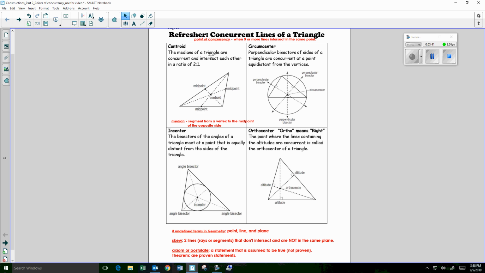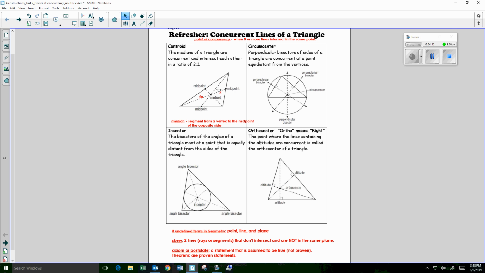Look at this. Medians of the triangle are concurrent. That means they intersect in the same point, and they intersect each other in a ratio of 2 to 1. What this 2 to 1 is referring to, from this vertex to the centroid, remember that's where the 3 medians intersect, it's called the centroid. This ratio from here to here is 2 to 1. So we could call this piece 2x, and from here to here, this piece x.